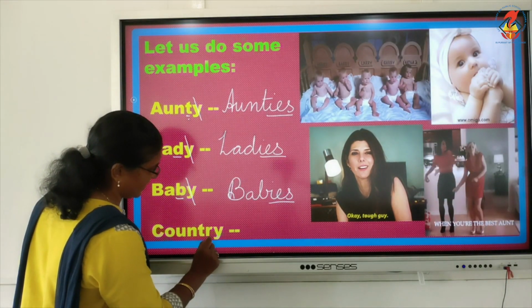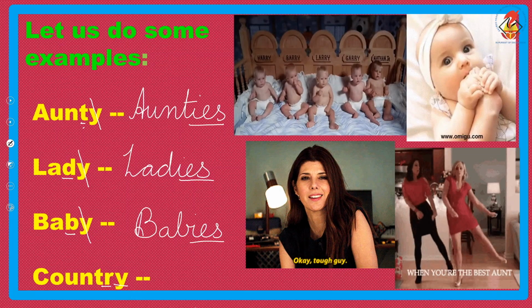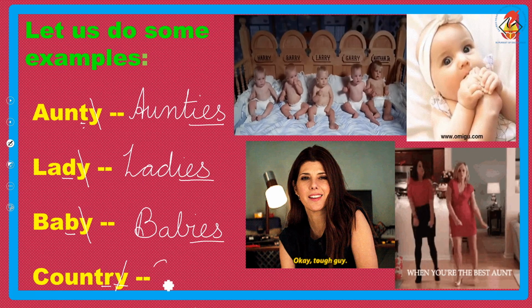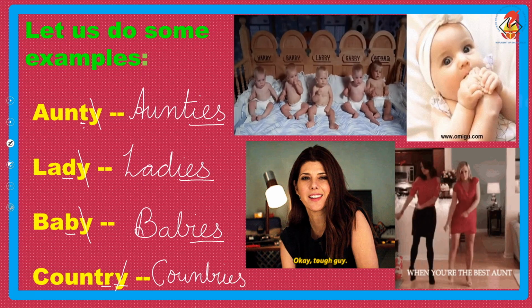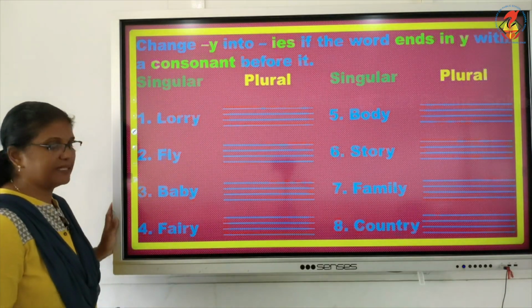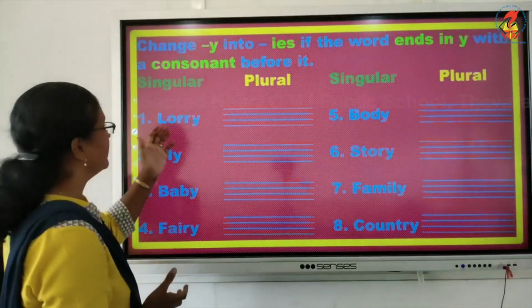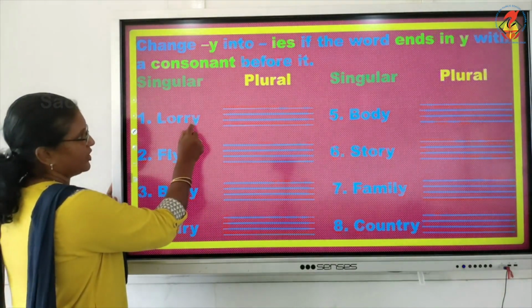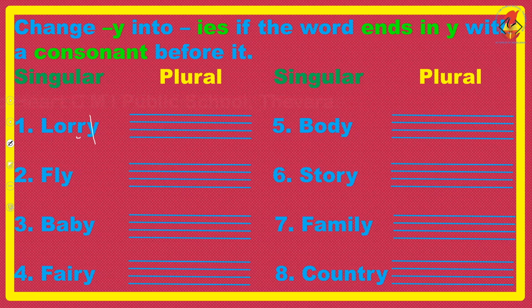Then coming to country, again a consonant and the last word is Y. So, you cut it down and in Y place you will write IES. Let's see some more examples what we have in our worksheet. We have lorry. Lorry, before it is consonant, cut it down. So, how do you write L-O-R-R-I-E-S? Lorry became lorries.